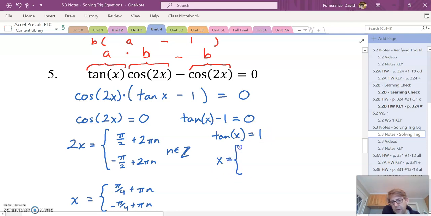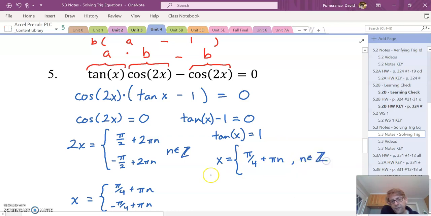We've seen pi over 4, right? And in fact, we only need one answer here because tangent goes through 2 periods when we go from 0 to 2 pi. So we just have to remember that with tangent, we automatically add pi n.